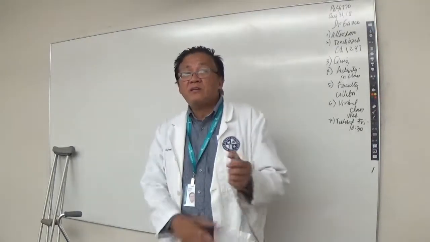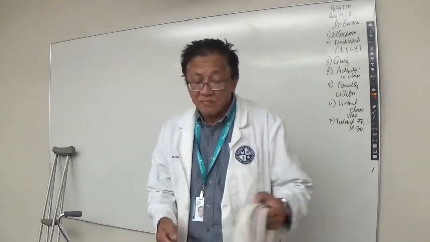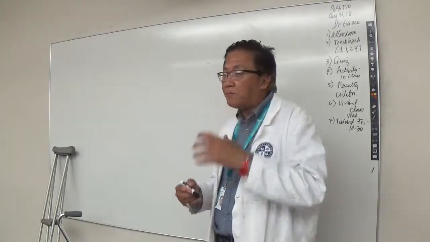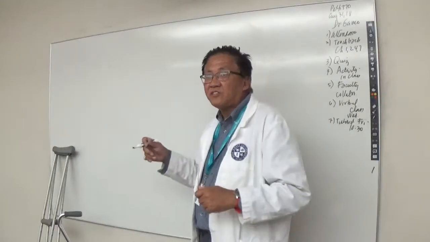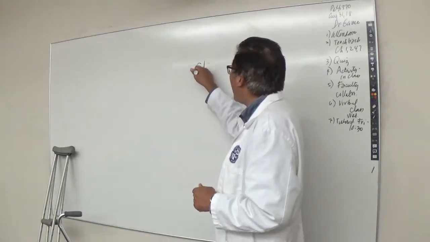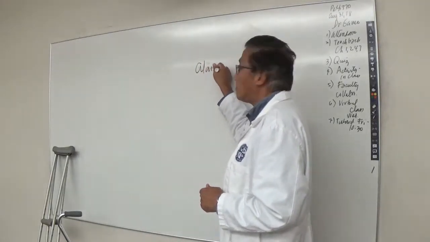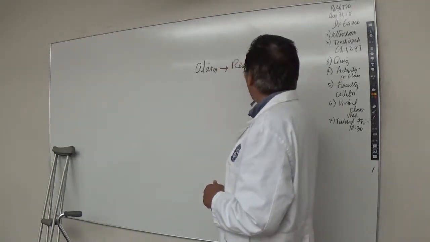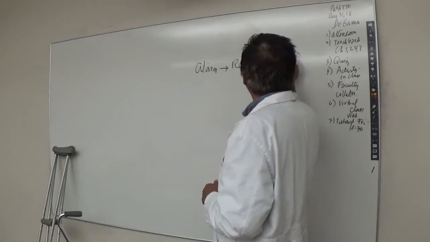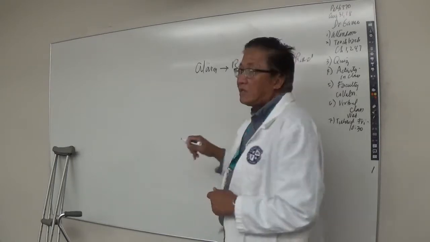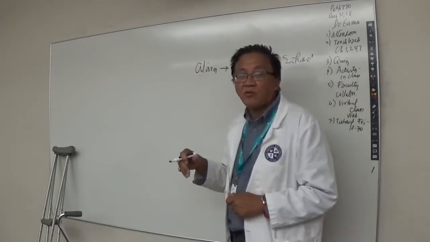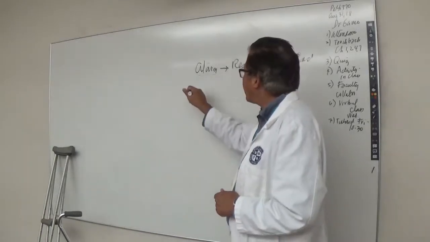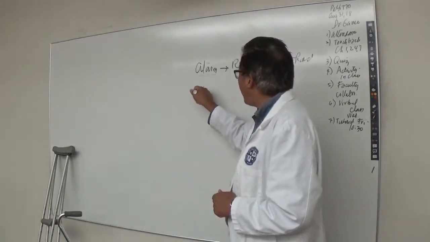Now remember the word General Adaptation Syndrome? In the General Adaptation Syndrome, I'm just trying to review what the stages are here. You have what? Alarm, followed by what? Resistance, right? Followed by what? Exhaustion, right? In alarm, it's essentially your what? Fight or flight, right?